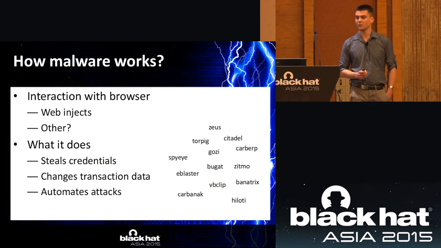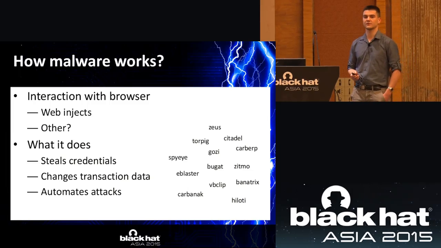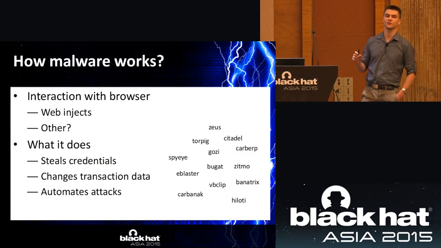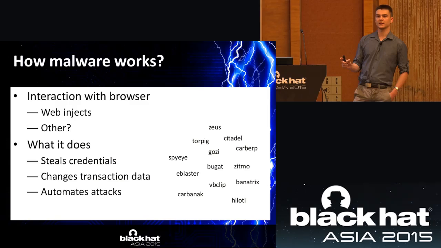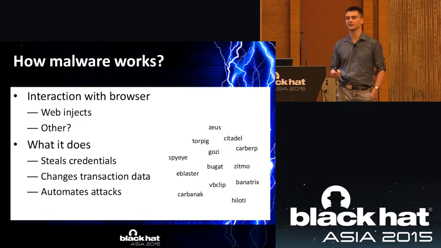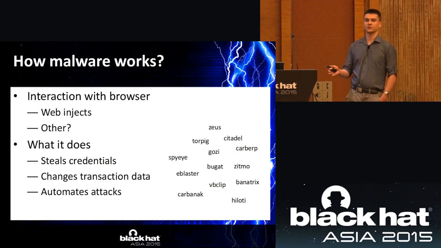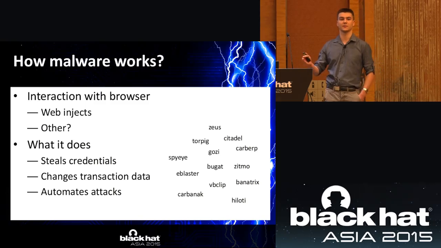So first of all, how does malware work? We all know that, for example, Zeus family malware uses web injects. Web injects modify the HTTP response from the server that goes to the client browser, modifying this to, for example, steal credentials, change transaction data, or just to automate attacks. So do you know any other way? How can malware steal money from the bank?